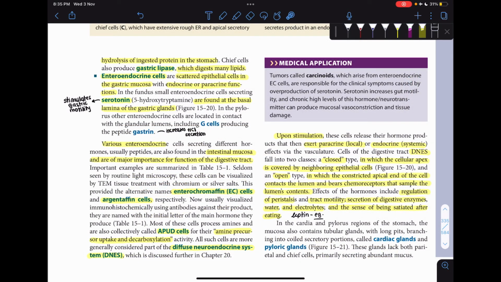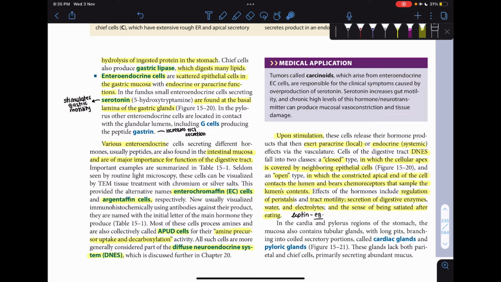Now we will talk about the last type of cells we are discussing, which is the enteroendocrine cells. These enteroendocrine cells are scattered epithelial cells in the gastric mucosa. They either have an endocrine or a paracrine function. In the fundus, these small enteroendocrine cells secrete serotonin. The function that's important to us is that it stimulates gastric motility. It has other functions, but the one that's important to us is gastric motility.